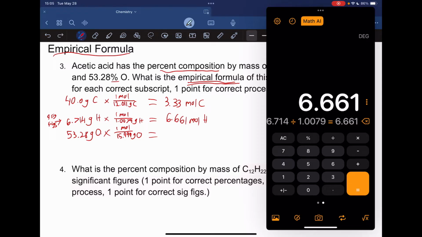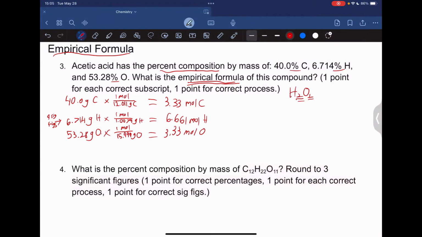And then the last one is 53.28 divided by 15.999. And that gives us 3.33 moles of oxygen. Now, we should already see something suspicious going on here. Take a look at these numbers that we have.